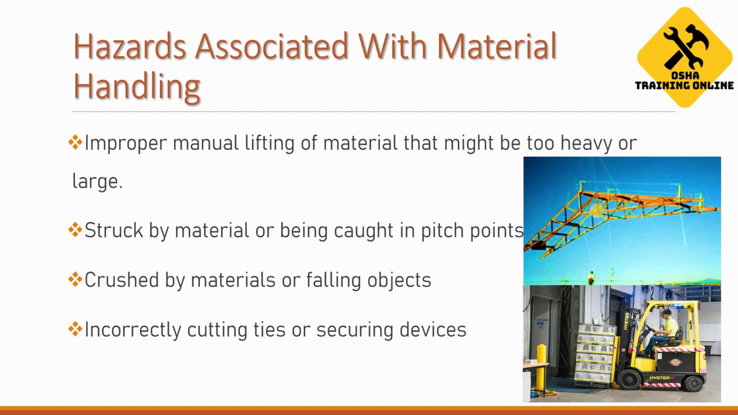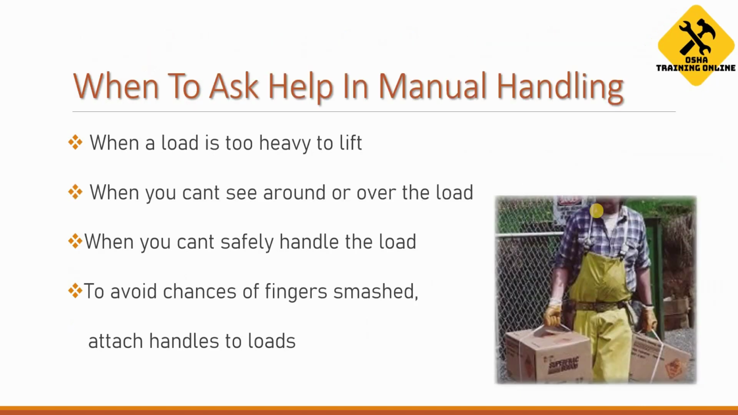Incorrectly cutting ties or securing devices. It means that a driver stops the forklift machine incorrectly and does not secure it properly. So securing devices or cutting ties means the stopping of the machine by the driver. When he doesn't know how to do it, he may incorrectly cut the ties or secure the device. So in that case, it's also required to know these hazards, and a driver must know how to do it, and he should be instructed by a safety officer.